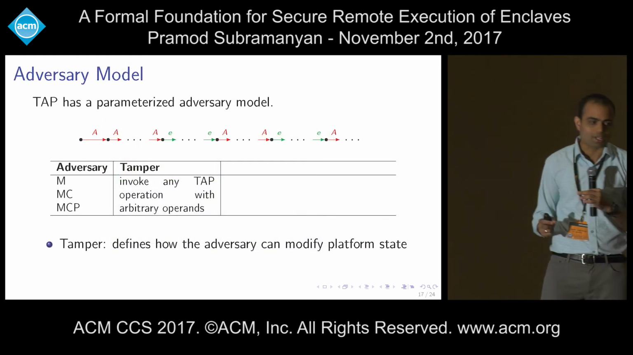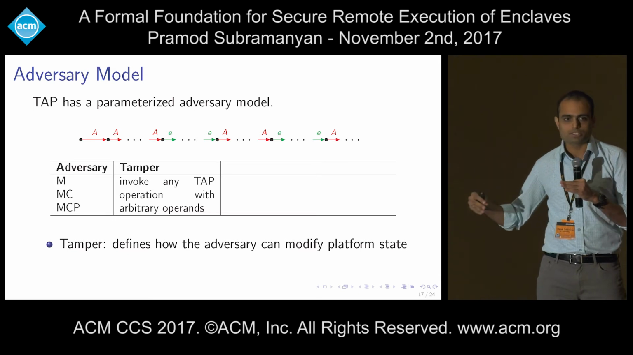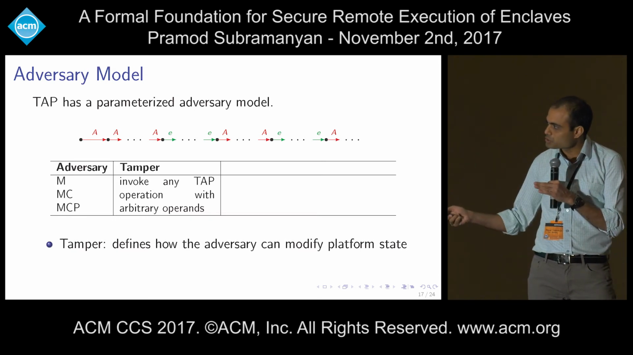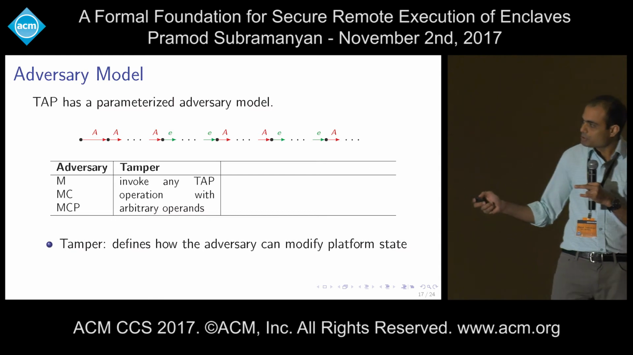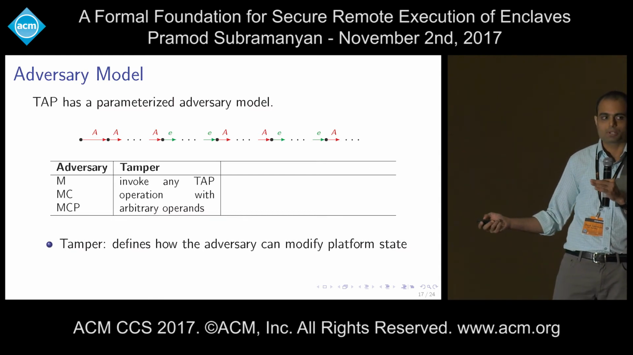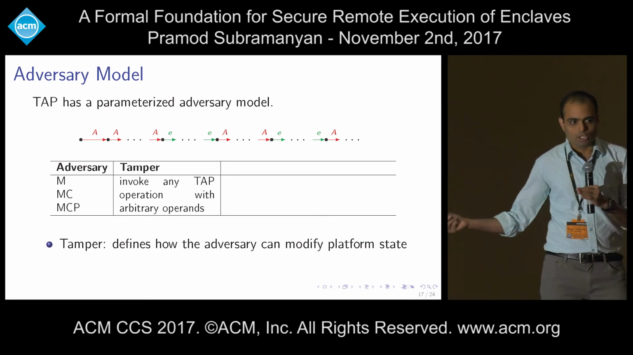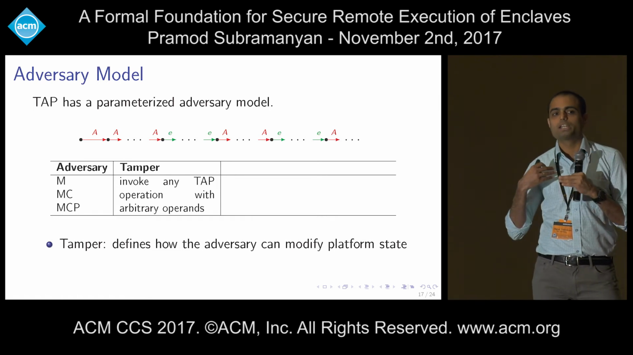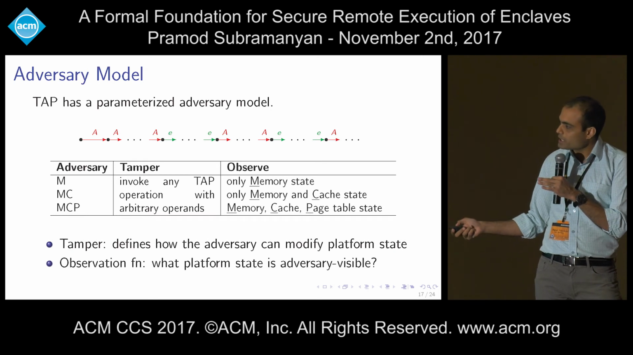Now, the adversary model of the TAP: we have a parameterized adversary model, which means we can define multiple adversaries with different abilities. The ones that we've done so far are these three adversaries that we call M, MC, and MCP. They do not differ in terms of what the adversary is allowed to tamper with. So the tamper function tells you how the adversary can affect platform state. And in this case, for all of these adversaries, the adversary can invoke any TAP operation with arbitrary operands.